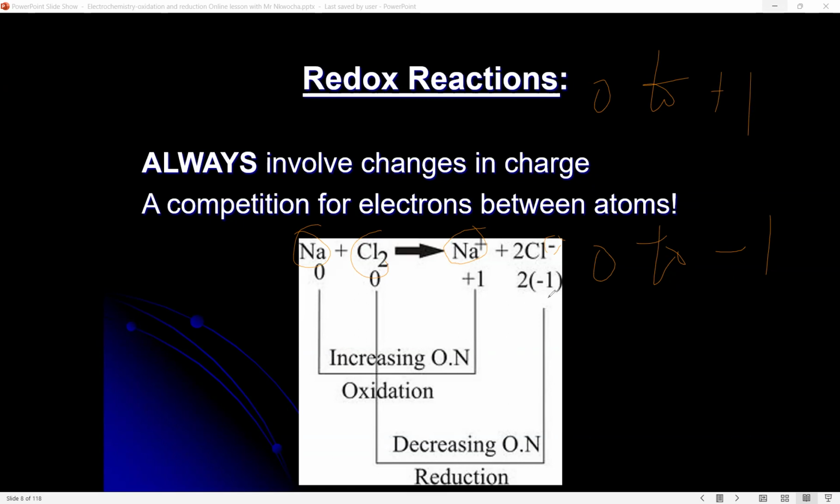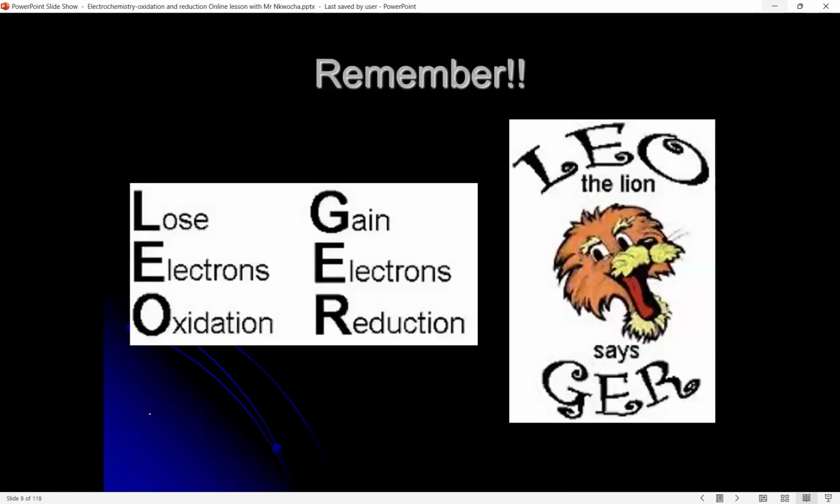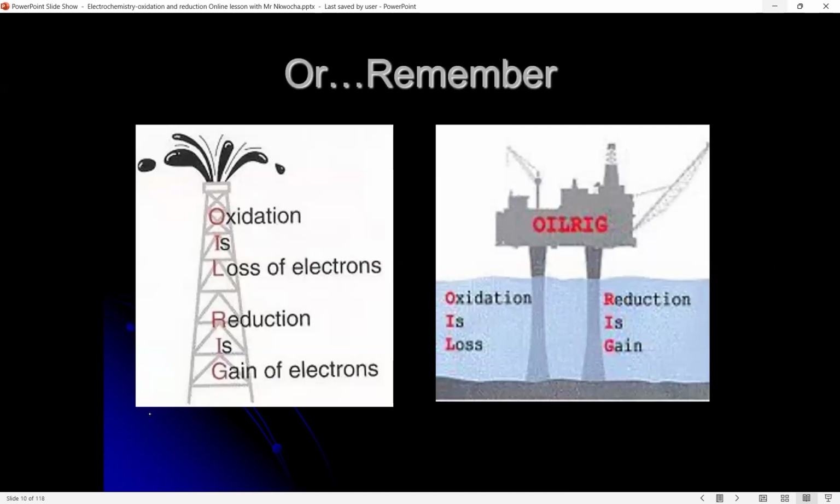This is the exam condition. I don't need to be making it more complex like that. Just understand what the exam question will be asking you. I don't usually ask students to memorize this. If your teacher has shown you this before, it's fine: loss of electron is oxidation, gain of electron is reduction. There are different ways you can remember it.